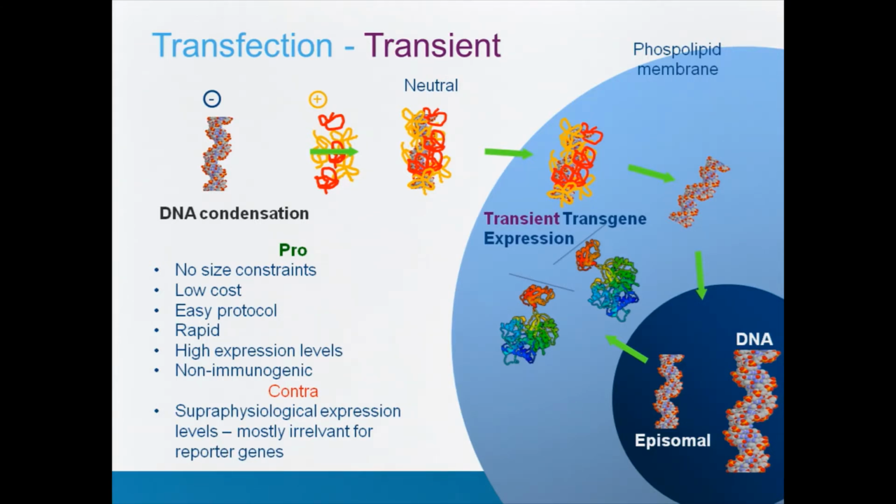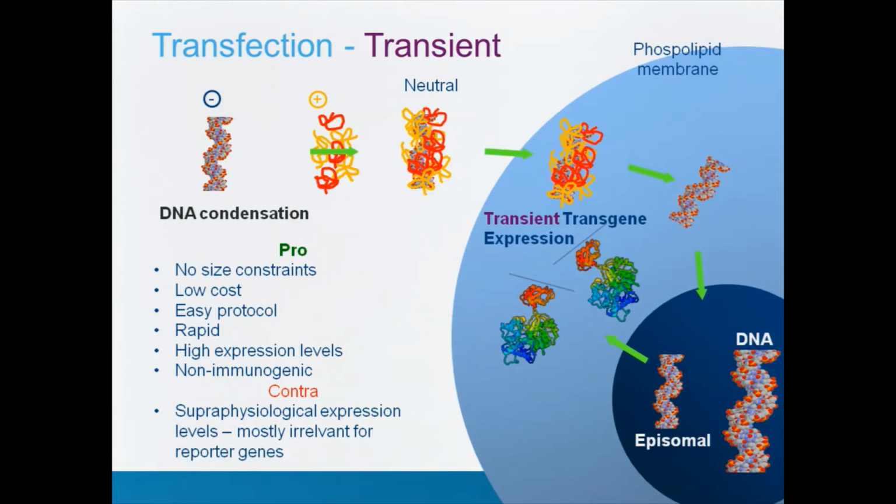On the con side for transient transfection, you do get supraphysiological expression, which, if you're studying the function of specific proteins, can be a problem. But for reporter genes, typically the more expression you have, the better you will be able to pick up the signal. So this is not a problem. So this is for transient transfection, where the DNA remains episomal.